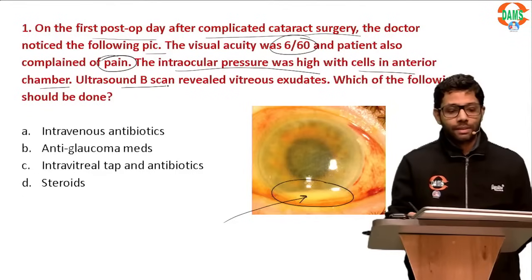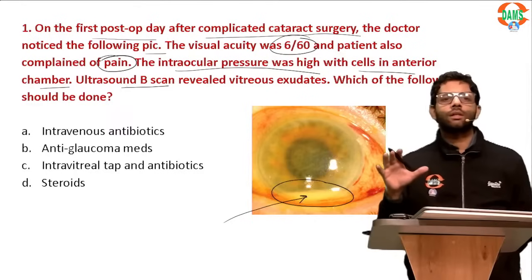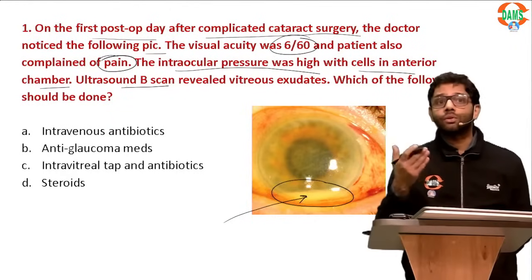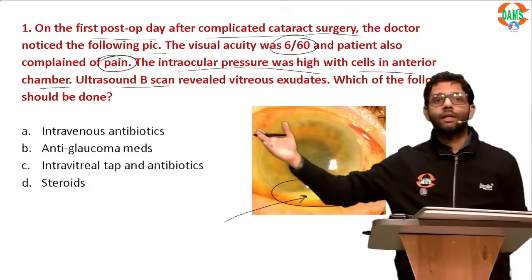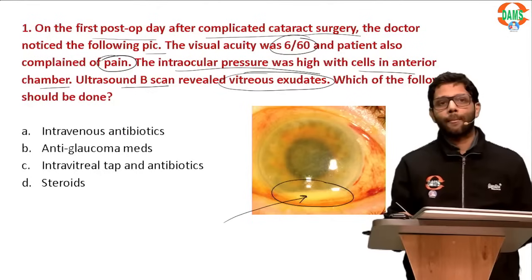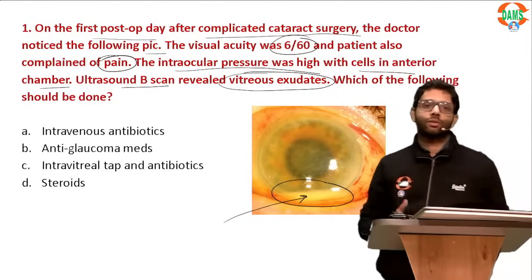Now, ultrasound B scan is done for posterior segment evaluation. When the doctor cannot see the vitreous and retina, then ultrasound B scan is indicated. Means he was not able to see the vitreous and retina. That's why he did ultrasound B scan. And vitreous exudates were there. Which of the following should be done? First, what is the diagnosis?